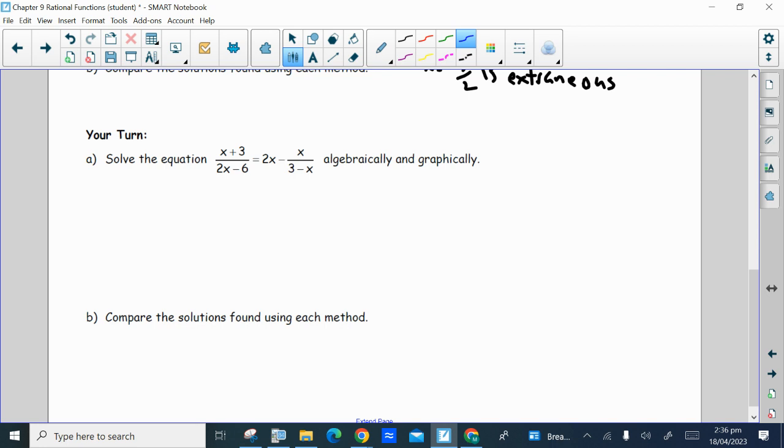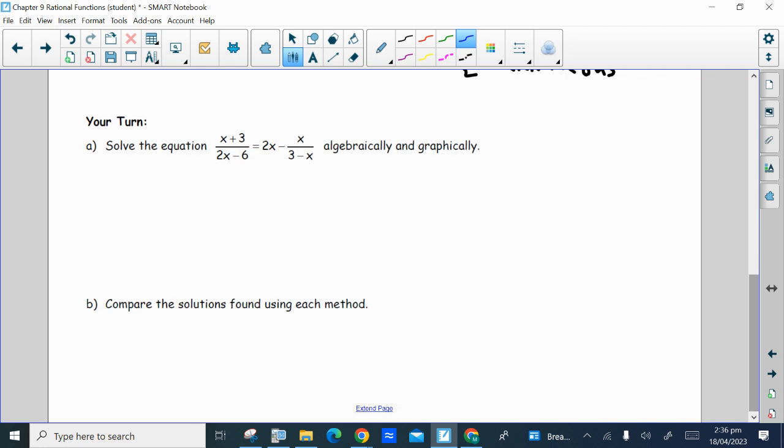So for this next one, if you take out a common factor of 2 here, you'll get x minus 3, which is not the same as 3 minus x. It's the opposite. So if you take out a common factor of negative 2, then you'll get positive 3 minus x. You'll get negative x plus 3, which is the same as 3 minus x. So this helps us get our common denominator to solve it algebraically.